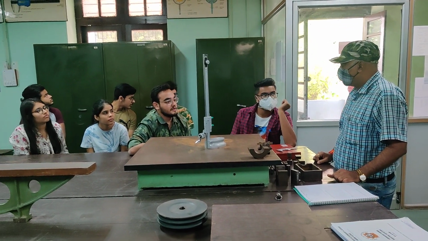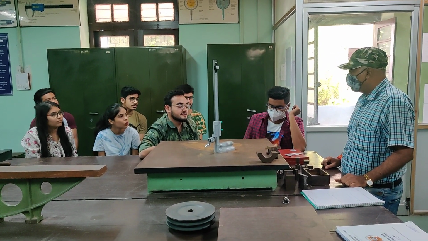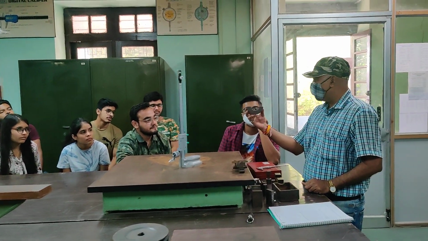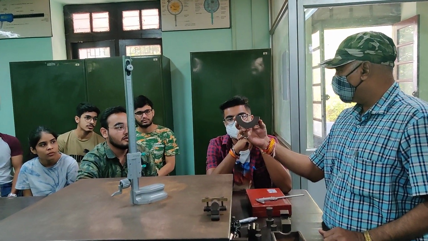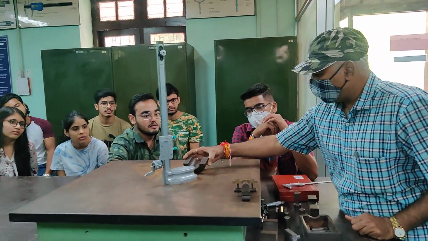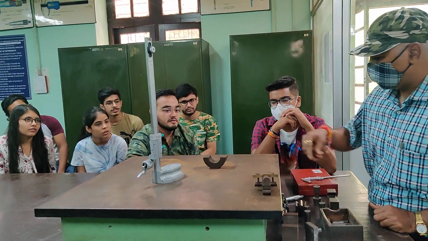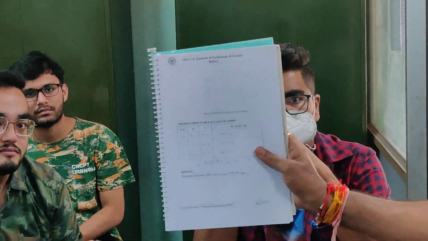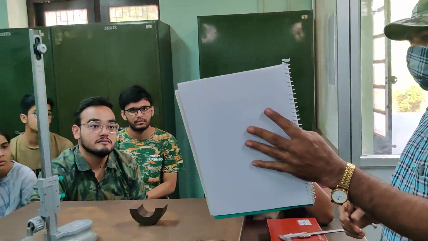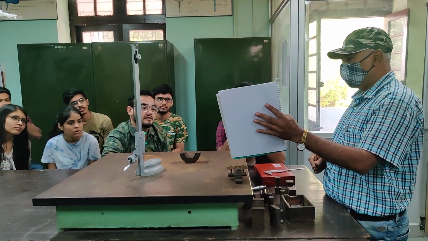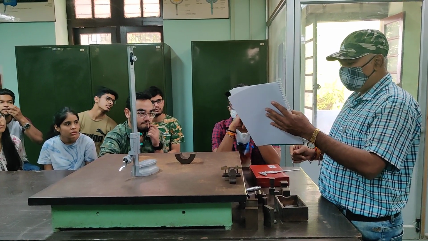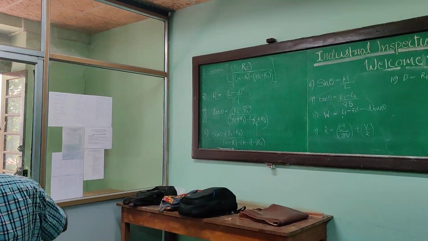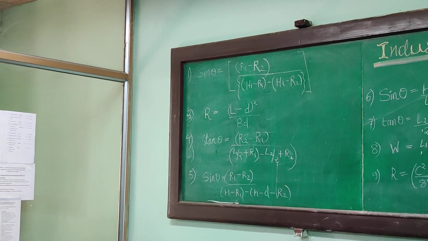Third experiment, which is the determination of the radius of curvature of a convex surface. So here is the object for which you have to determine the radius of curvature of the convex surface. Which surface is convex in nature? The outer surface. This is the drawing which is used for determination of radius of curvature. Which is the formula? R is equal to (L minus D) whole square upon 8.